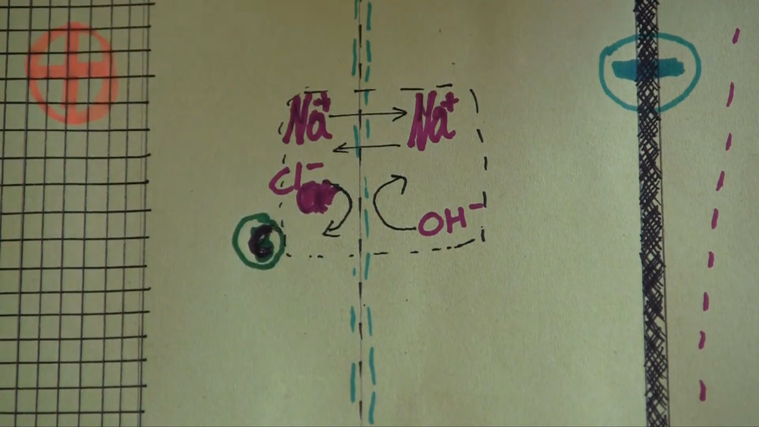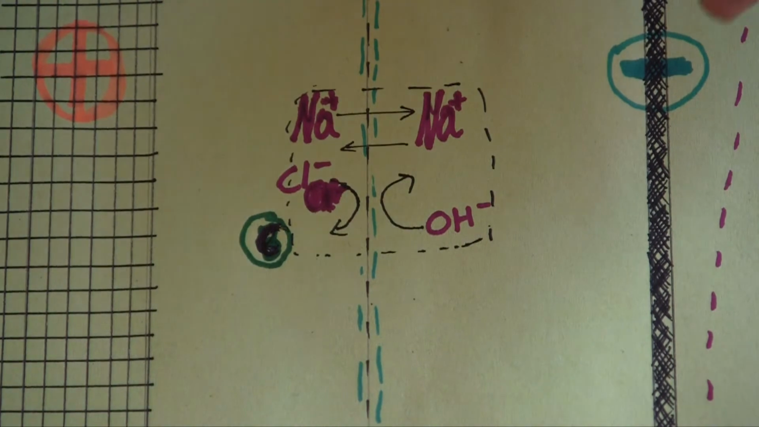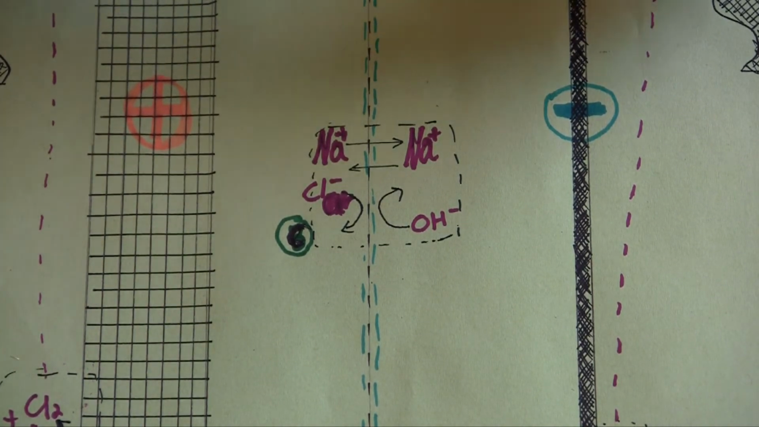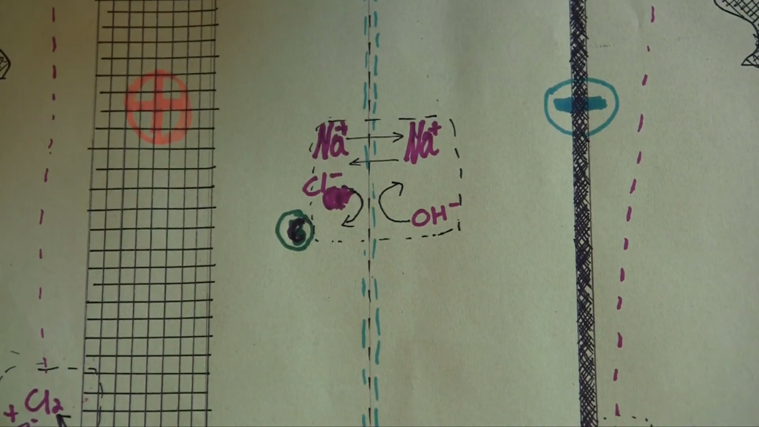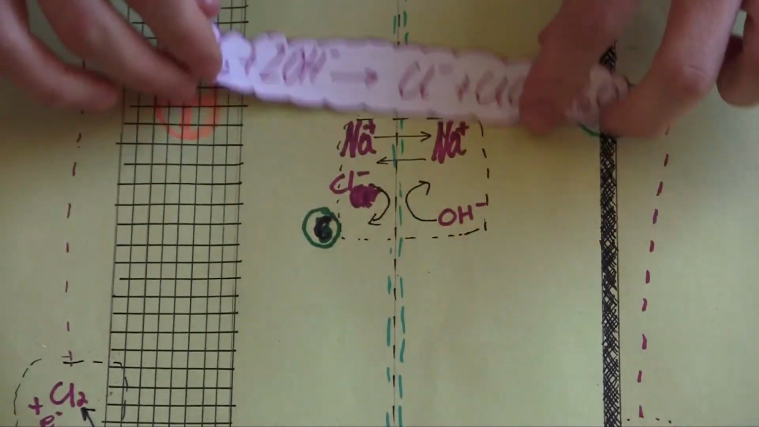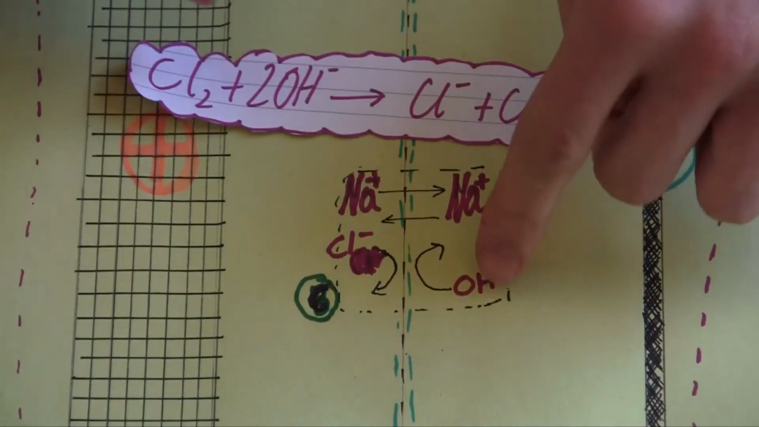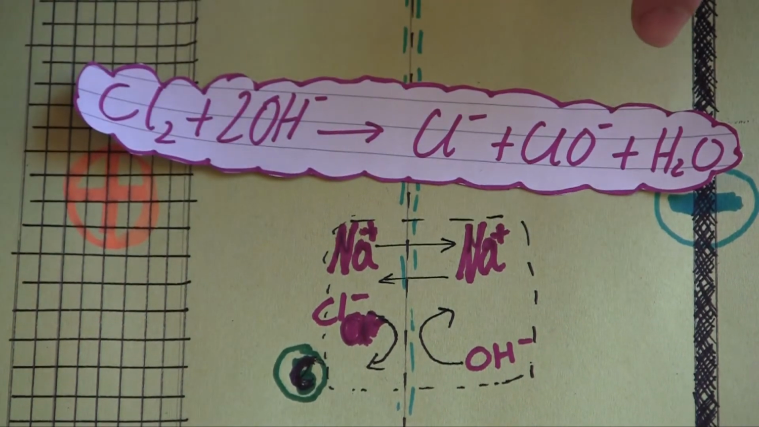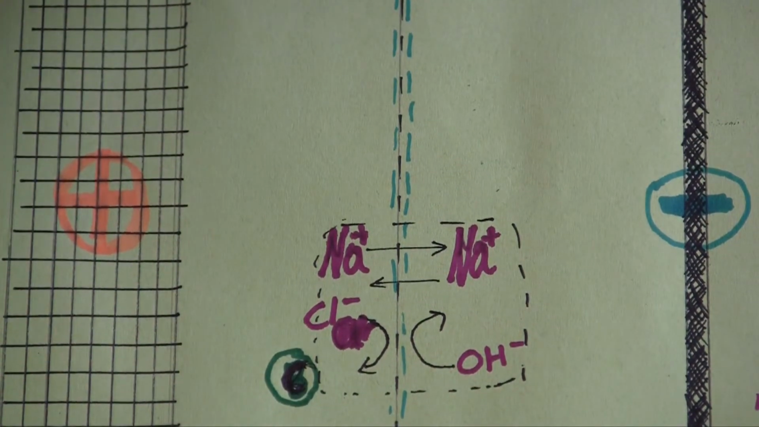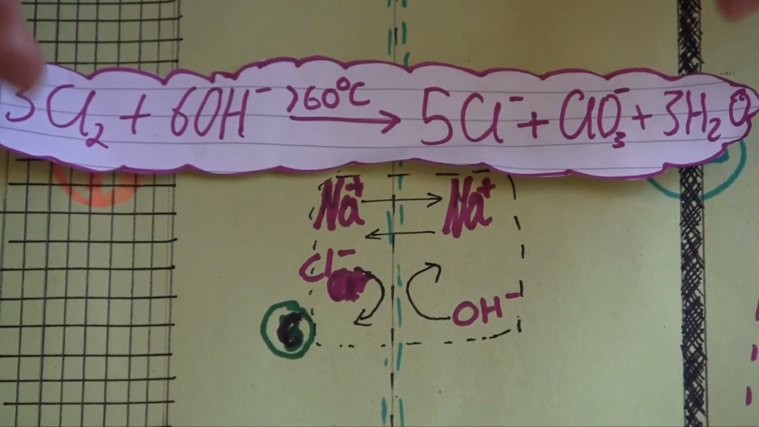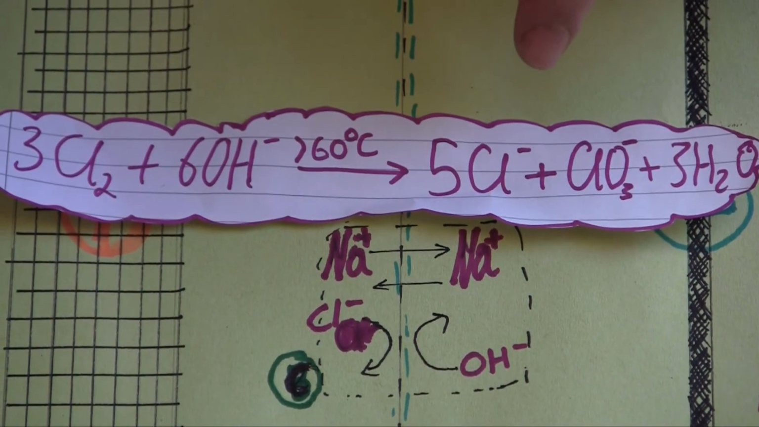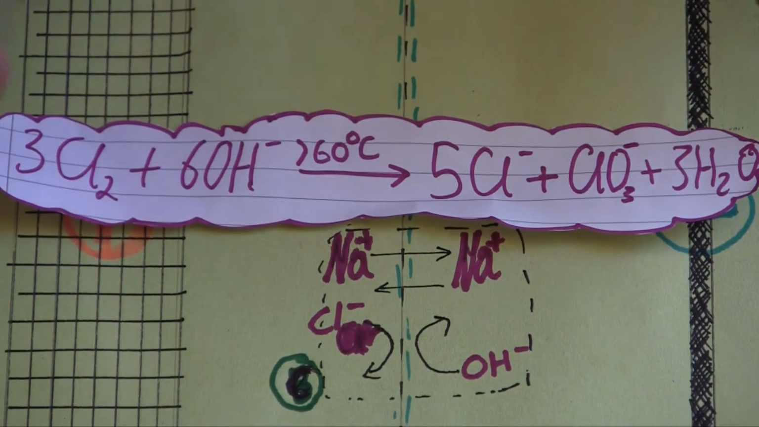Now, it is important that this membrane stops these two reacting, because if these were not separated, we would get the formation of chlorate or hypochlorite. So if the temperature is under 60 degrees, we would get chlorine coming through and reacting with the hydroxide ions, and this would form chloride ions, sodium chlorate and water. If the temperature, however, was over 60 degrees, we would get chlorine reacting with the hydroxide ions to produce chloride ions, sodium hypochlorite and water.